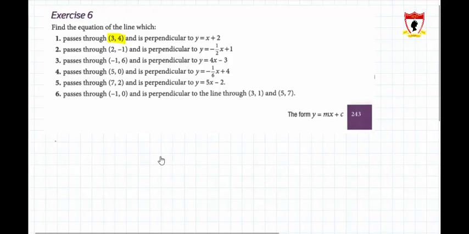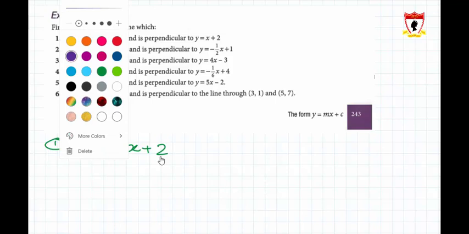Question 1. The line is y equals x plus 2. We need to find the equation of a line which is perpendicular to this one. Perpendicular means when they cross each other, there's a perfect 90-degree angle between them. Then we need to find the equation of a line which is perpendicular to this one and passes through 3, 4. Okay, then what is the gradient of this line?